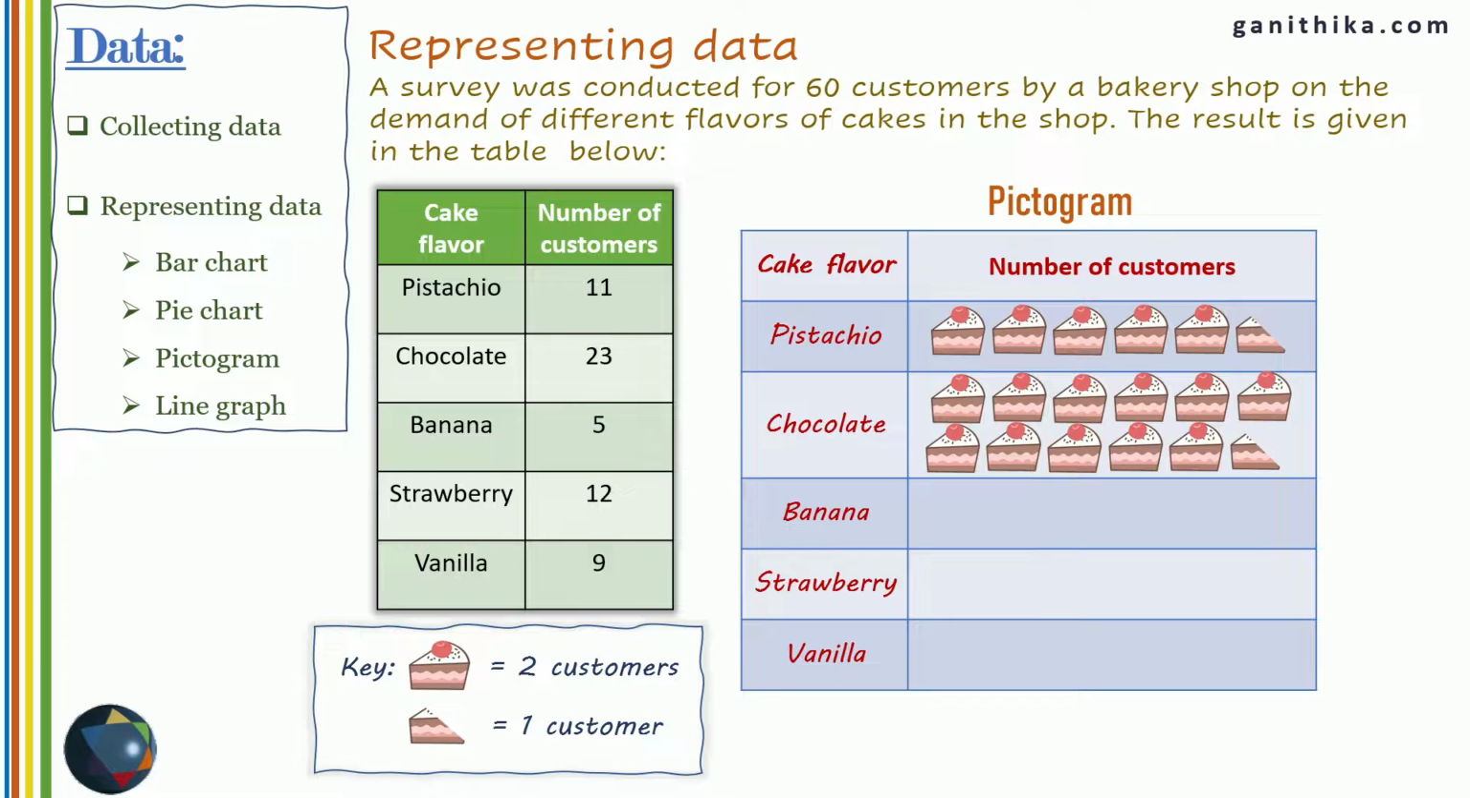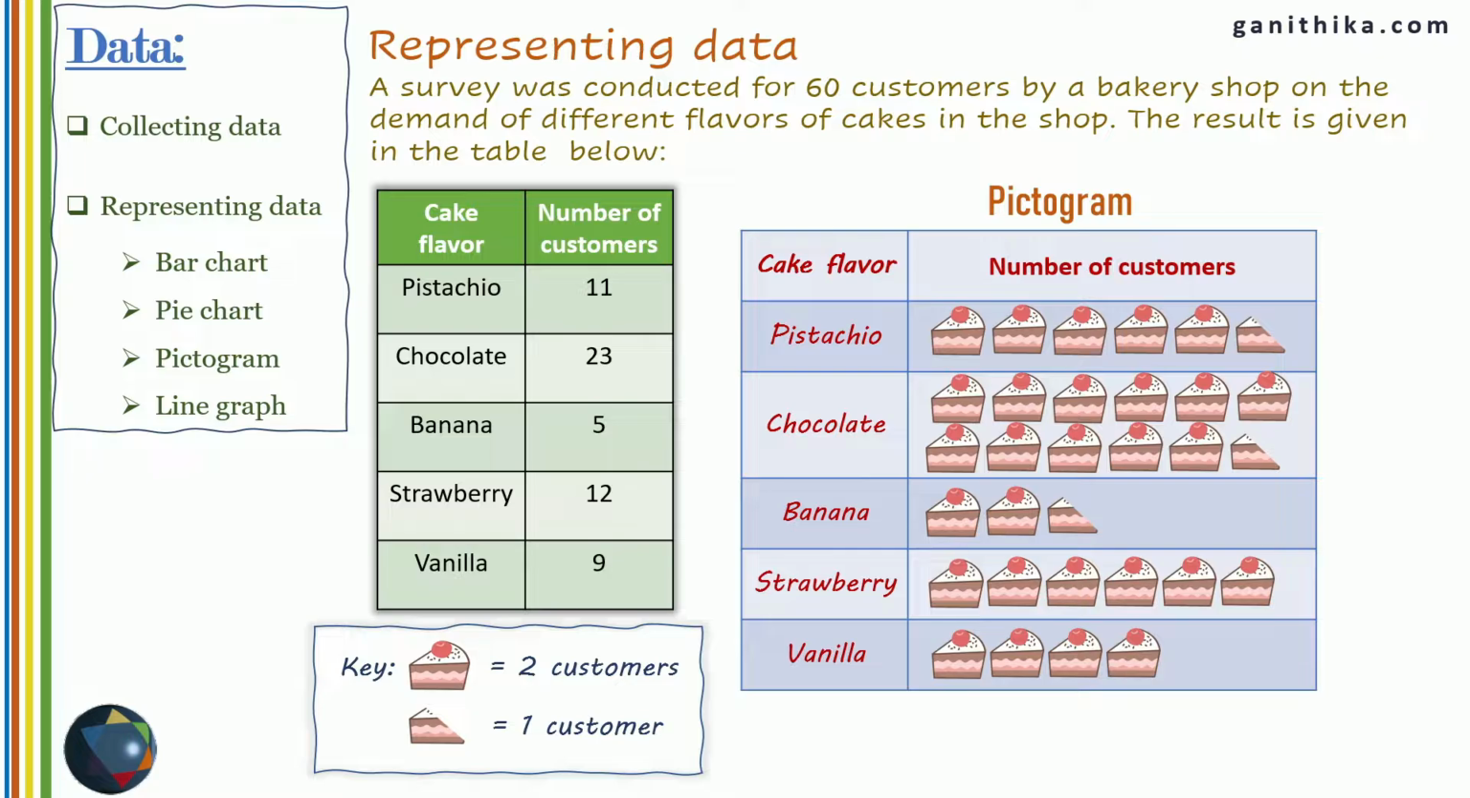to write the corresponding key for the picture. So the representation for banana would be 2, 4 and a half, which is 5. For strawberry, 2, 4, 6, 8, 10, 12. So there are 12 for strawberry. There is no half cake here because it's an even number. For vanilla, it's 9. So 2, 4, 6, 8 and then you have a half piece here for representing 9. So this is the pictogram representation of the given data. Again, remember the key is important.